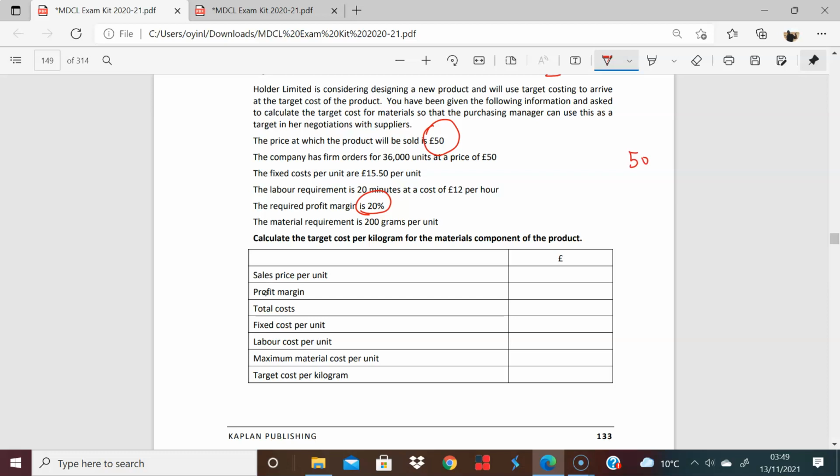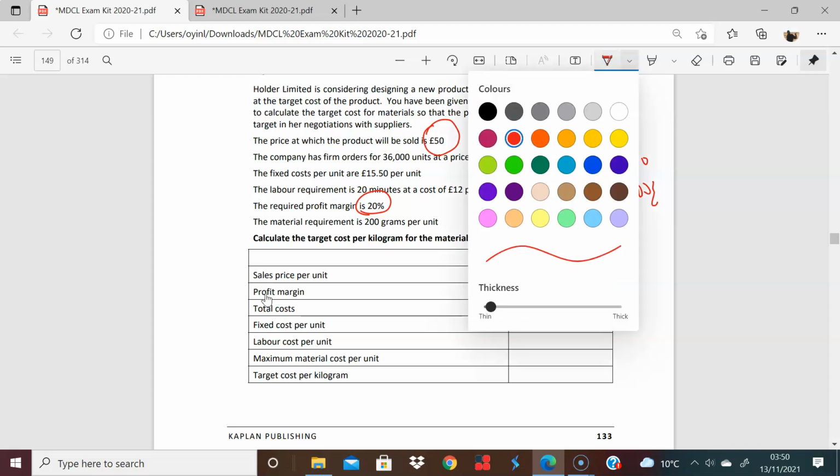So you have £50 as the, I'm going to just write it as 100%. That's the target price. Your target margin is 20% of that, which is a fifth of that. So they want £10 as your profits, which means you have a cost band of 40. All your costs have to work within 40, because that's the profit margin. So the sales is 50, profit margin is 10, total costs are 40. So let's work to that.